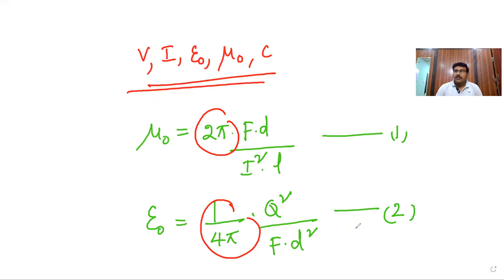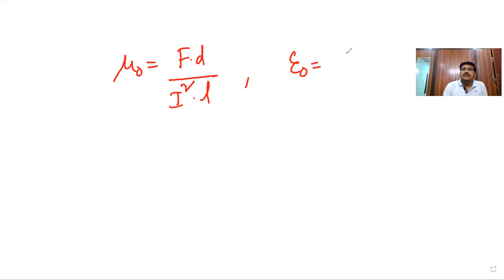Clear? Okay. Now, observe. If I take mu naught, permeability of vacuum, that becomes F into D divided by I square into L. Similarly, if I take epsilon, that is 1 by 4 pi, I am deleting it. So Q square by F into D square. Okay. Now let us take the ratio of these two.